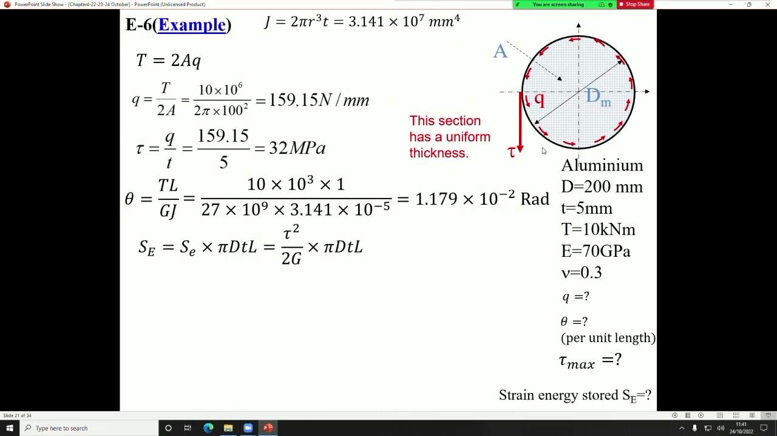And you can see that is how the shear flow is. This shear flow is actually acting on the section, but I have put it on the side, but these arrows must be on this black cross-section. I've shown it on the side.